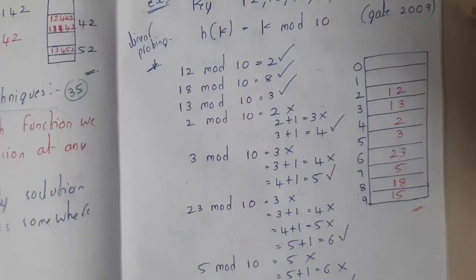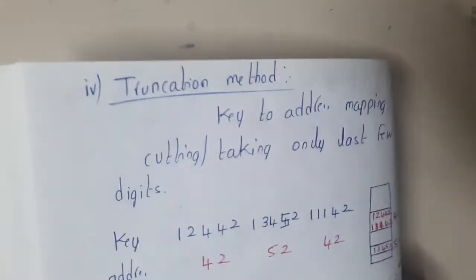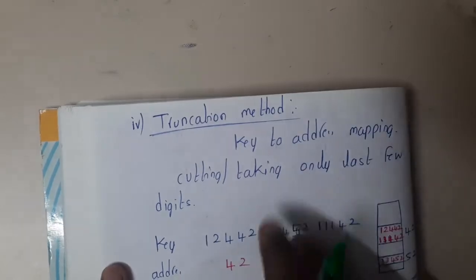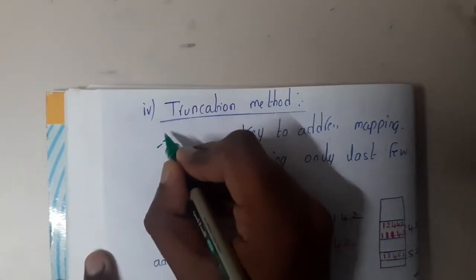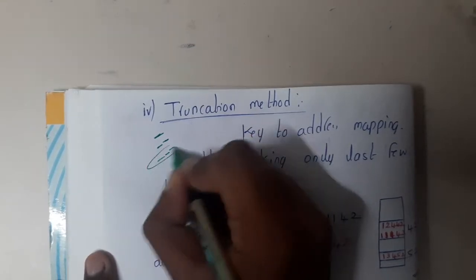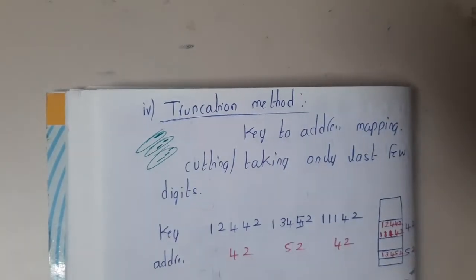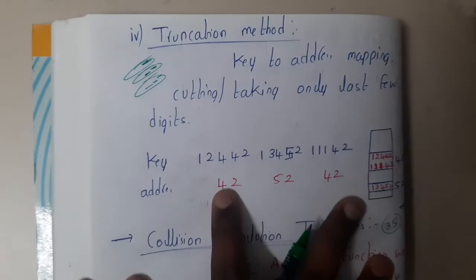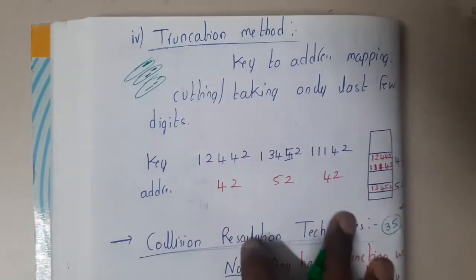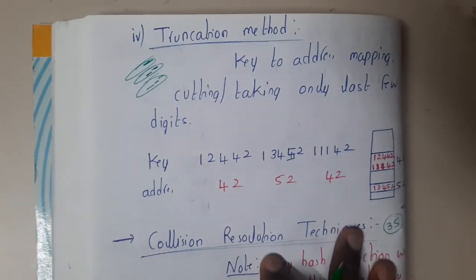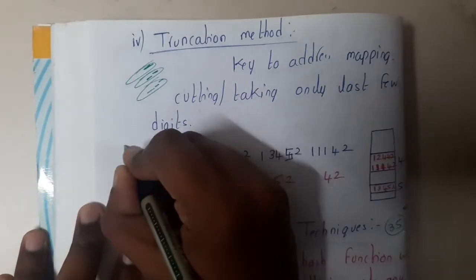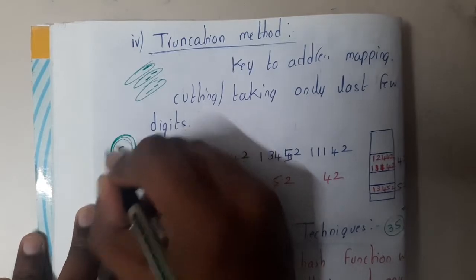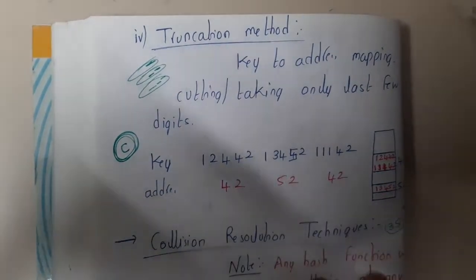So that is the mid square method, and the last method is the truncation method. In the truncation method, however many digits are there, you don't care. You take the last two digits or last one digit or last three digits based on your requirement. That is the truncation method. Is there a chance of collision here? Yes. Remember that any method you select, any hash function you select, there will be a chance of collision. I'm not saying there will be a collision, but there will be a chance of collision.